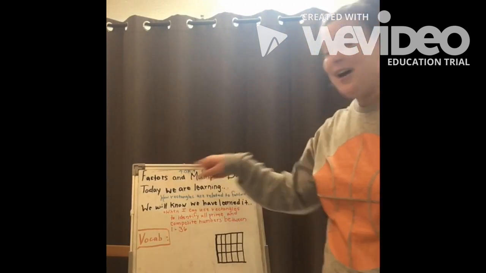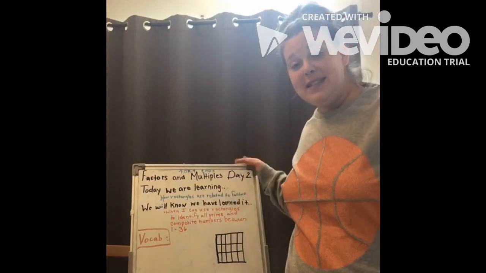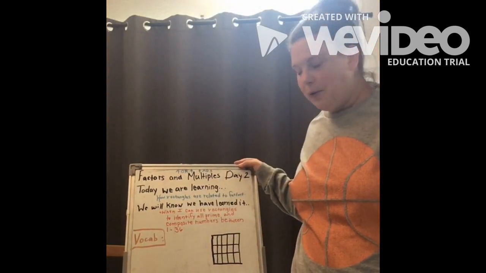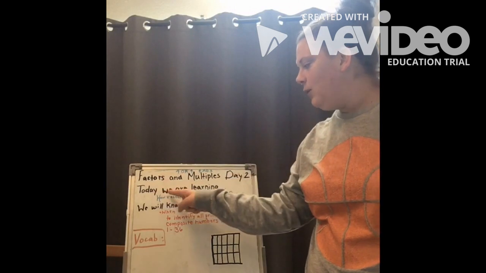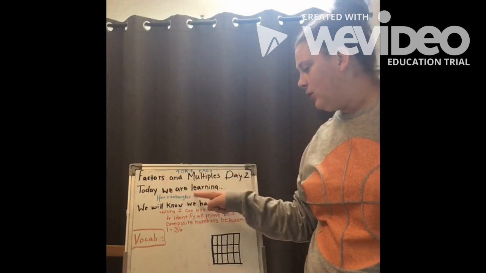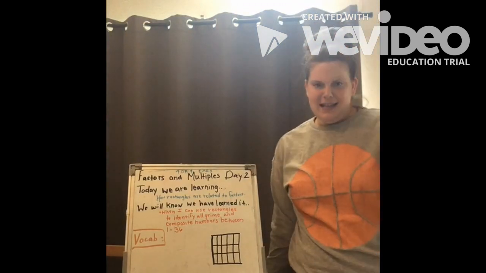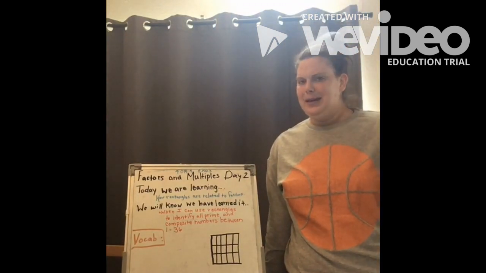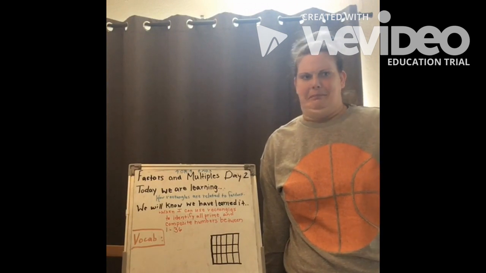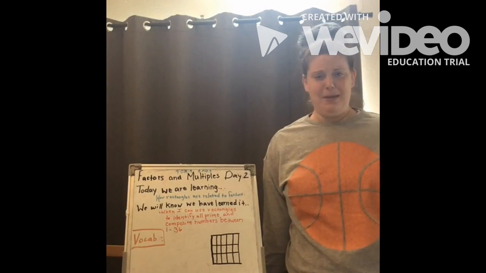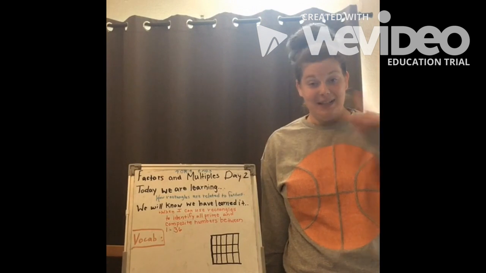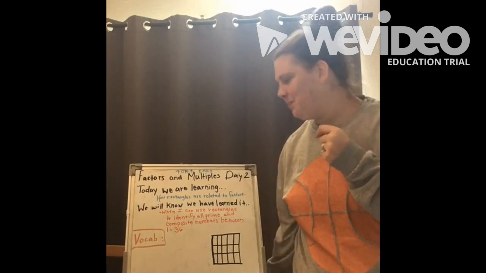So, our learning target today, if you can see it, read it with me. If not, totally okay, you can listen. Today we are learning how rectangles are related to factors, which seems kind of silly because you're thinking, well, rectangles, what is that? That's a shape. What does that have to do with factors? You will see soon enough.